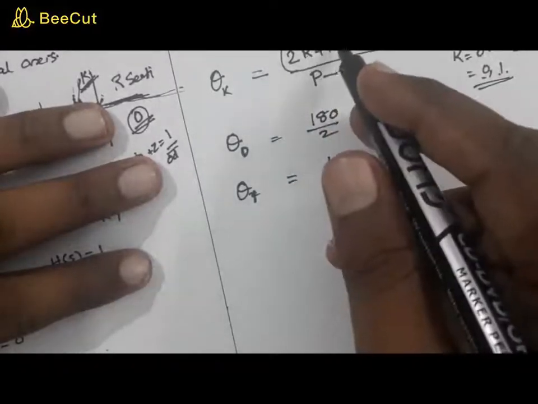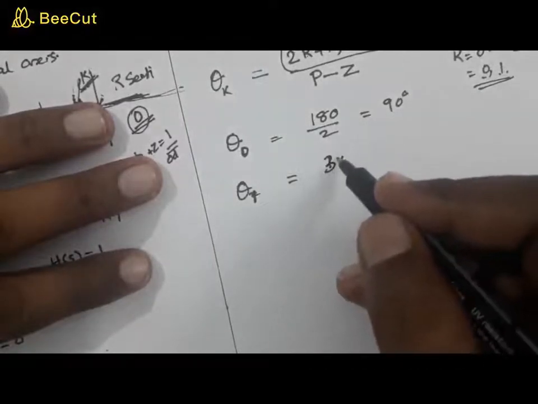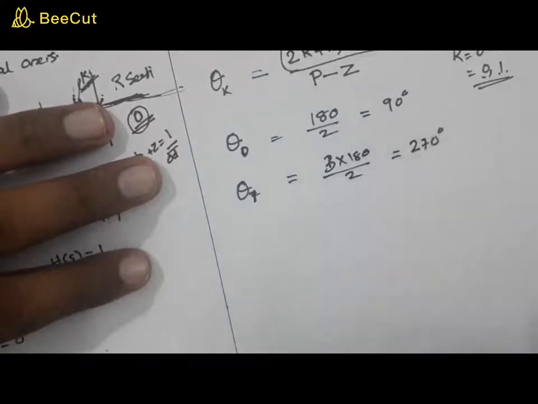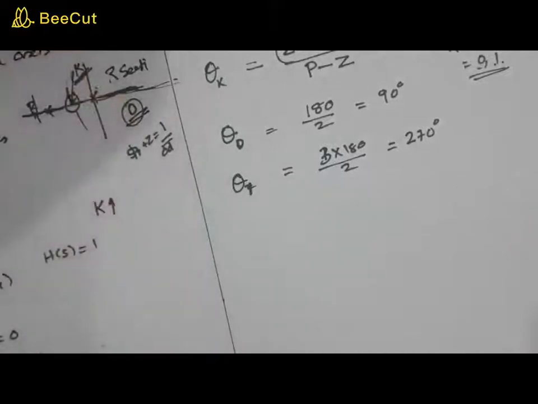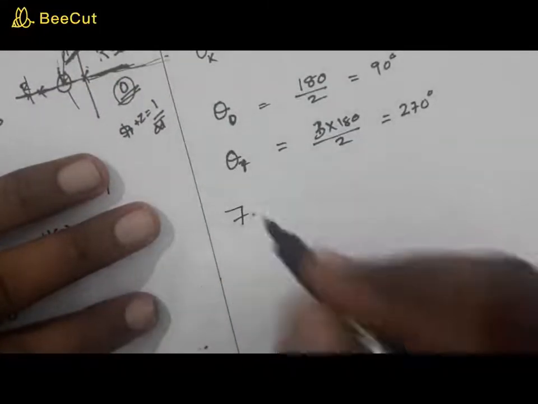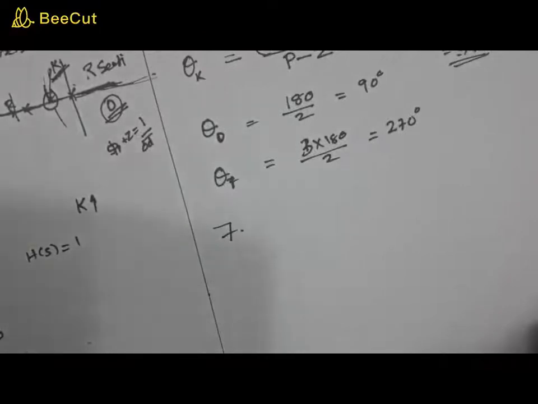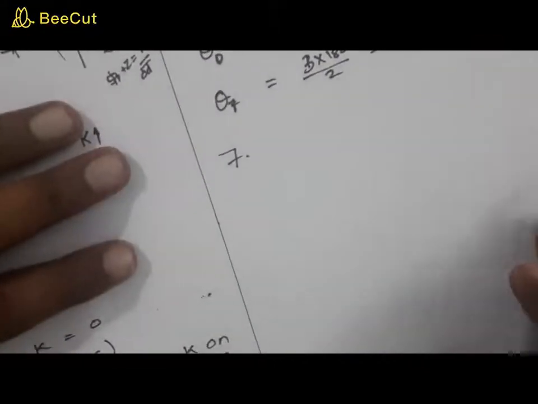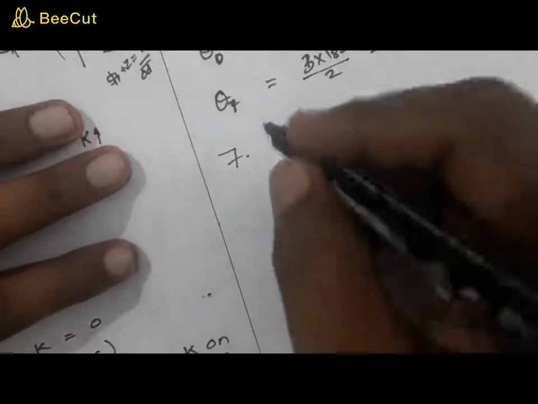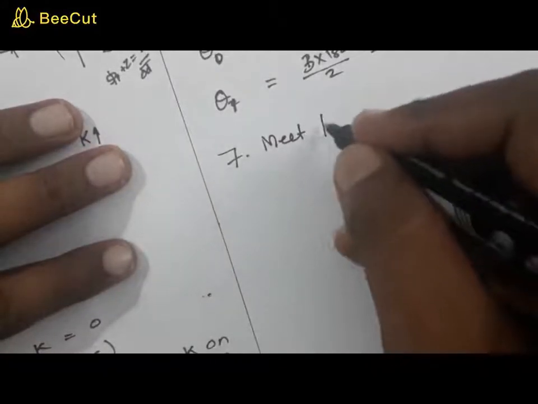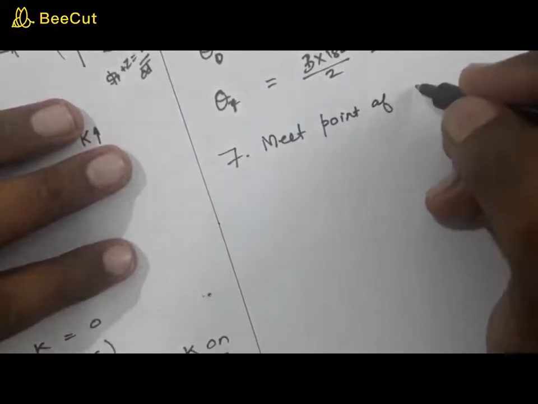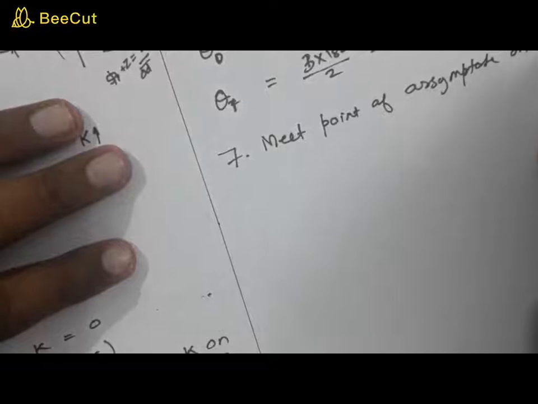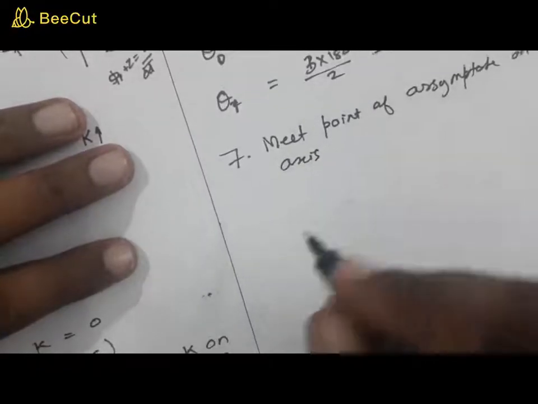Theta 1 is 2 into 2 plus 1 into 3, into 180 divided by 2, which is equal to 270 degrees. Okay, now one more point you need to understand: you not only require the angle of the asymptote, but also the point of intersection of that asymptote. That is the next one. So that is the meeting point of the asymptotes, or the intersection point of the asymptotes on the real axis.